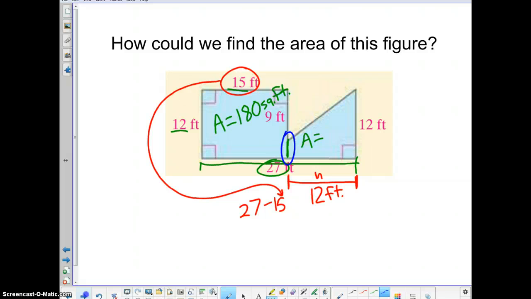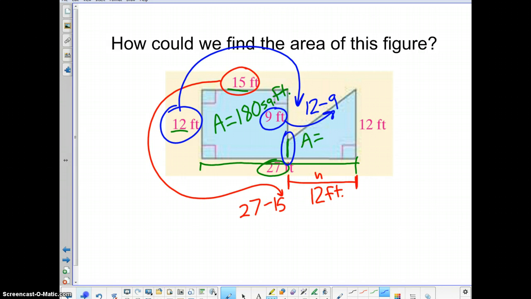The other piece of information that's missing is our second base right there. That base, if you take a look, we have to take that whole thing right there, the 12 feet on the other side, and subtract the 9 feet that's already here. Okay, and 12 minus 9 will give us 3. So this is 3 feet for the second base.